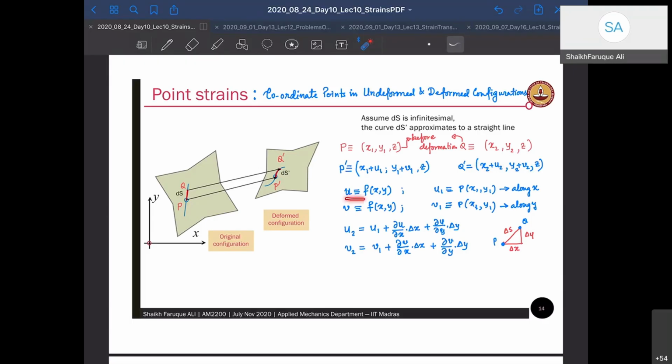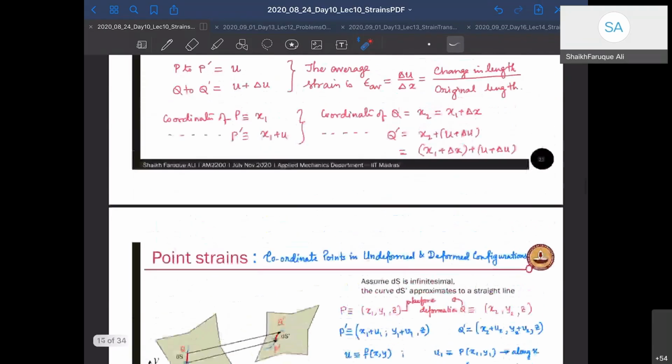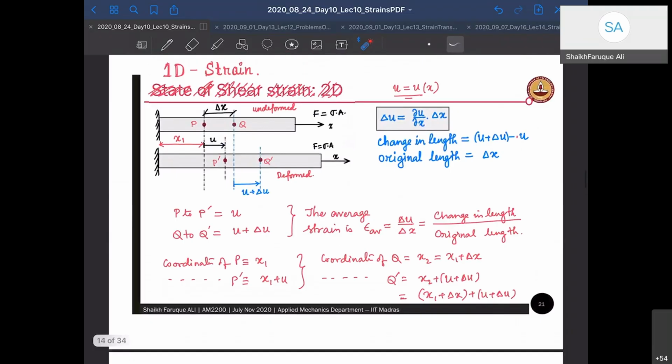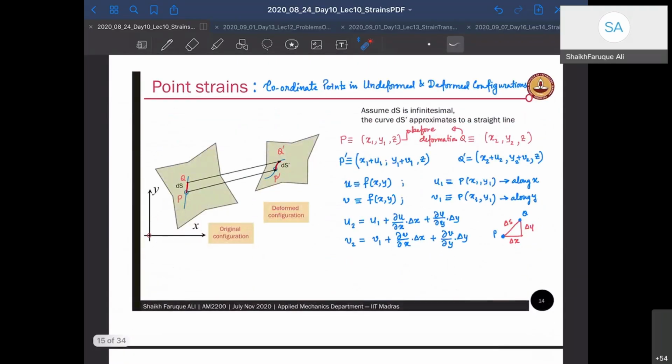Now U and V, the general representation of U1 and V1, is obviously going to be a function of the X and Y coordinate system. Here, U was a function of X because it will be 0 at the fixed boundary and maximum at the free boundary. In this case, U should be a function of both X and Y coordinates, and V should also be a function of both X and Y.